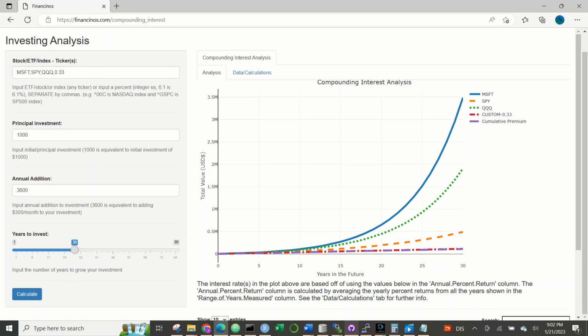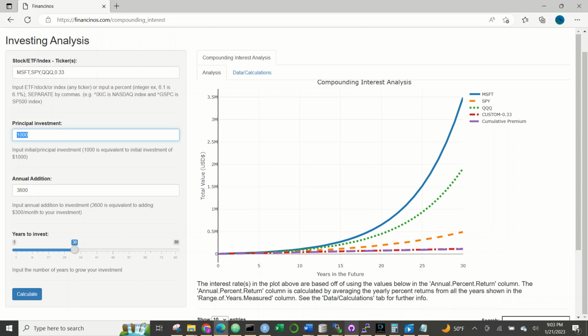On the top left here, we have our stocks. We have MSFT, which is the company for Microsoft. SPY is the stock ticker for the S&P 500 index. QQQ is the stock ticker for NASDAQ. 0.33 is the average annual rate of return for a savings account. So we're just going to compare all these three stock tickers with our savings account here.